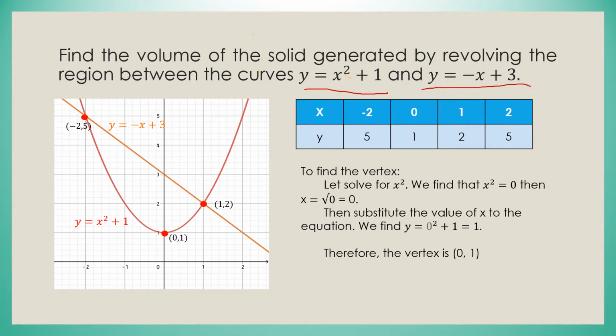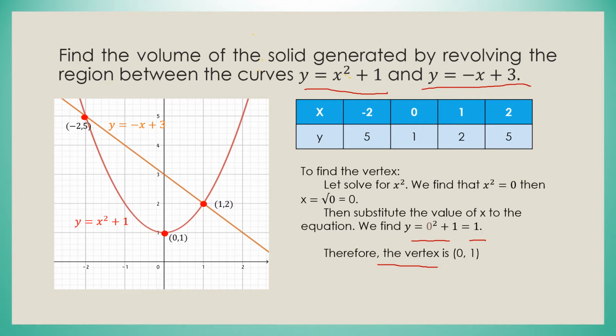First, we are going to find the vertex of this equation. To find the vertex, let's solve for x squared. We find that x squared equals 0, then x equals 0. After that, we substitute the value of x into this equation, so we find that y equals 0 squared plus 1, which is 1. Therefore, we conclude that the vertex of this equation is (0, 1).